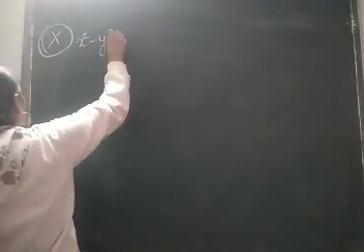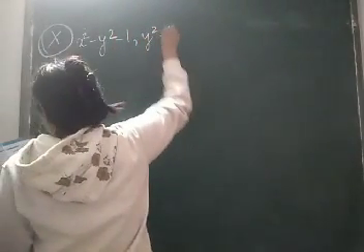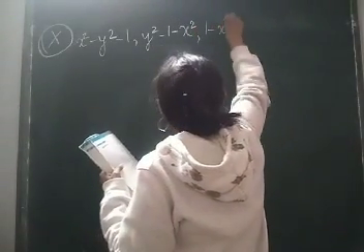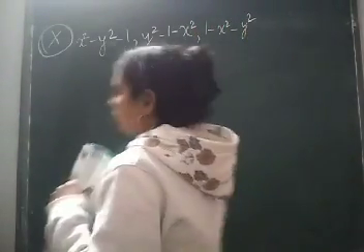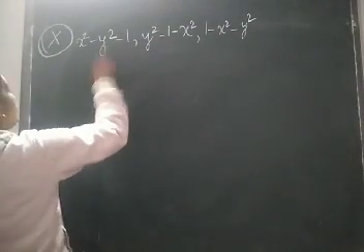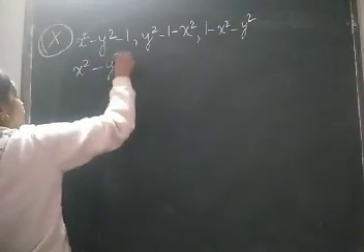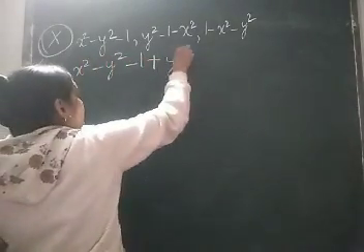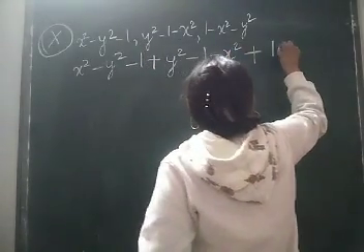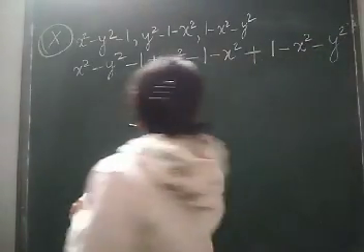x square minus y square minus 1, comma, y square minus 1 minus x square, comma, 1 minus x square minus y square. Now we put the plus sign here. So, x square minus y square minus 1 plus y square minus 1 minus x square plus 1 minus x square minus y square. Let's see if anything can get cancelled.